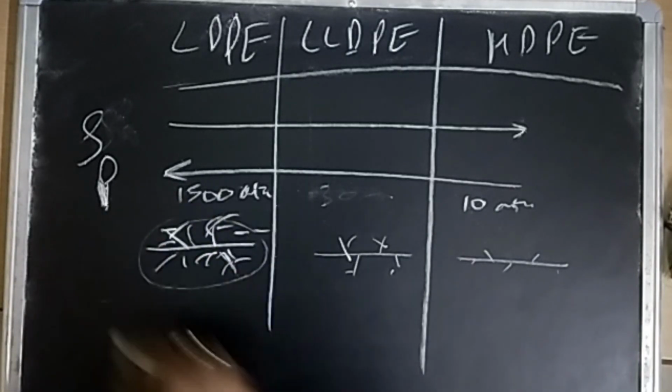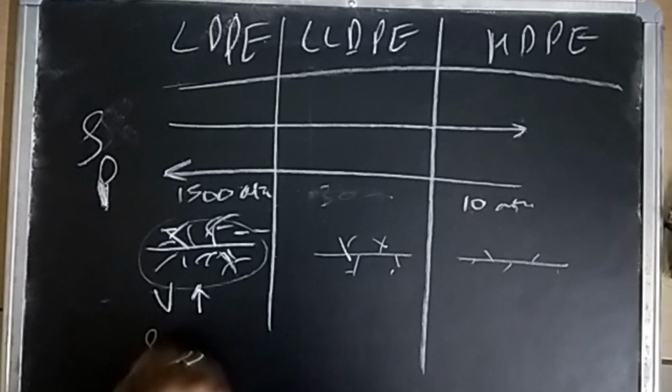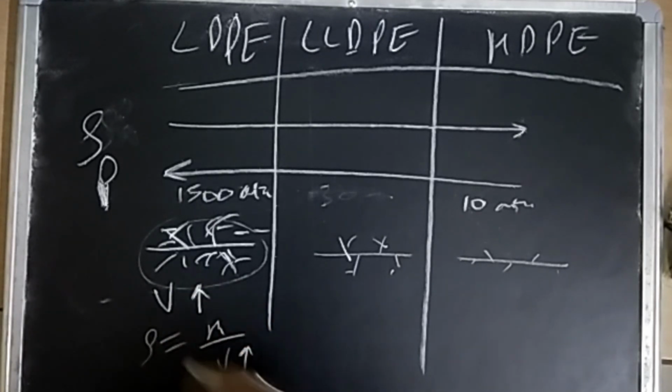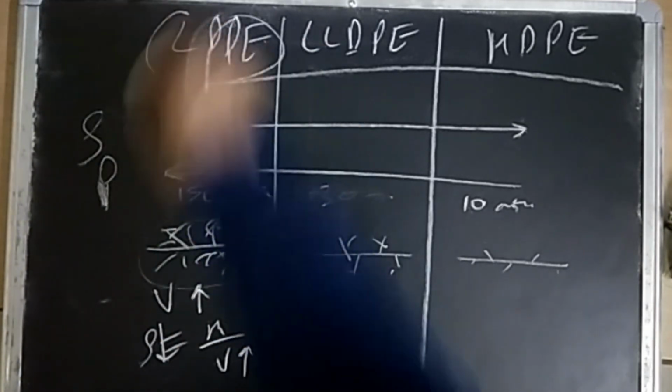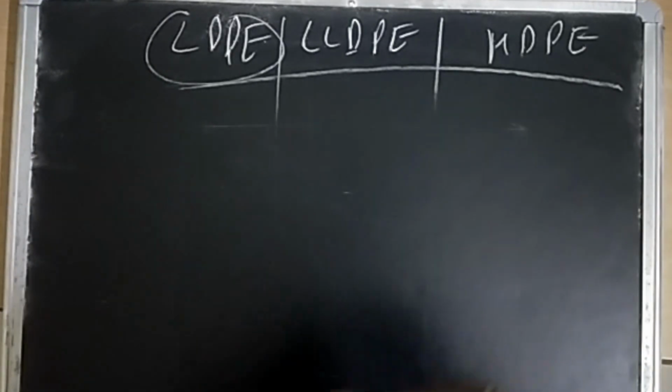So because of this more branching, volume will increase. We know density is mass upon volume, so if volume increases, density will decrease. That's why it's low density polyethylene. Okay, let's talk about the catalyst or the initiator.